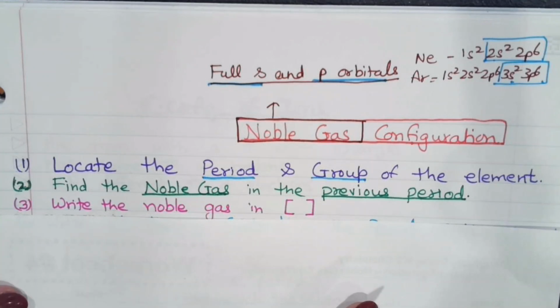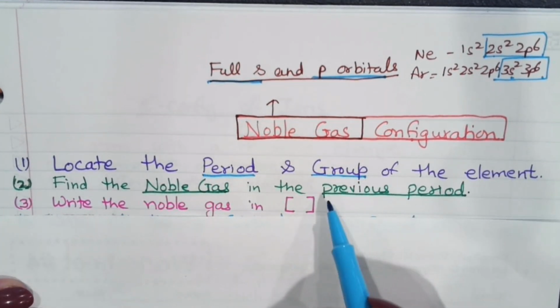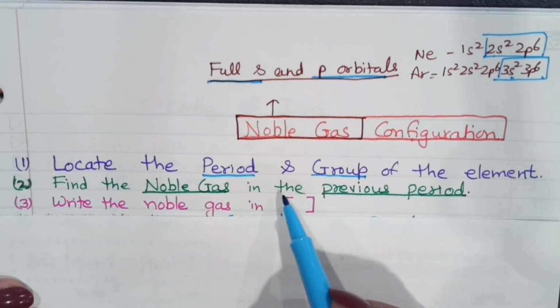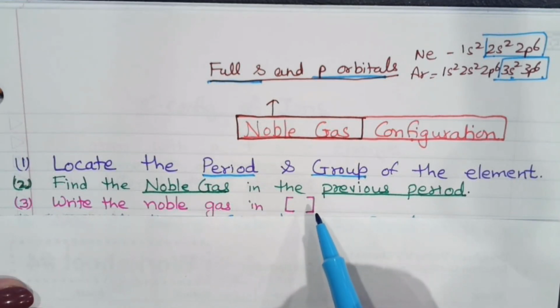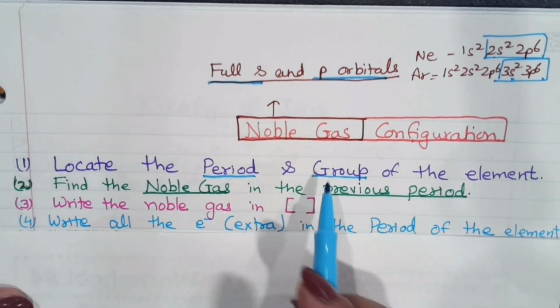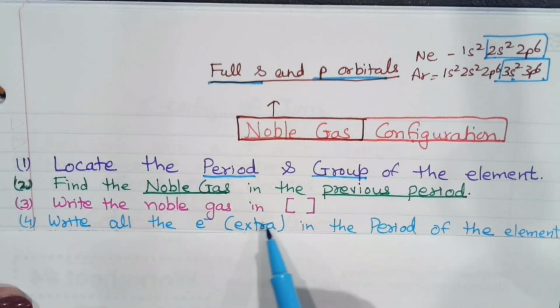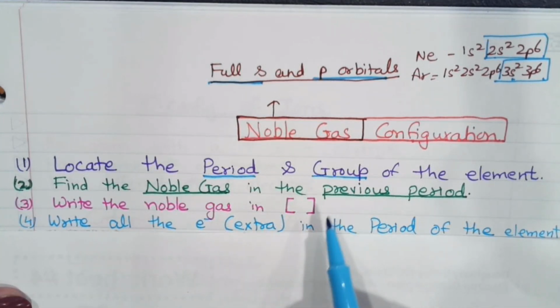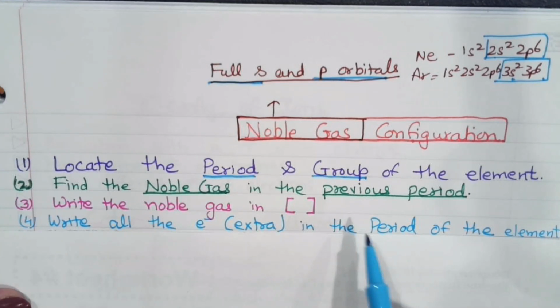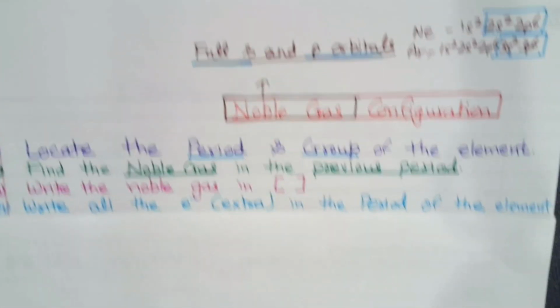Okay. Then we write down the noble gas that we just found from the previous period in square brackets. Remember, no parentheses. Then after you write down the noble gas in square brackets, you write down all the extra electrons, which are usually the electrons in the same period that the element is located. So these are the 4 steps. Now let's do an example.